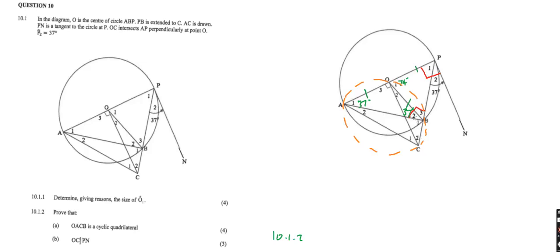because we can talk about B2 plus B3. B2 plus B3 is equal to 90 degrees because it is subtended by a diameter. So we say these are angles in a semicircle. O3 is already given to us as 90 degrees.